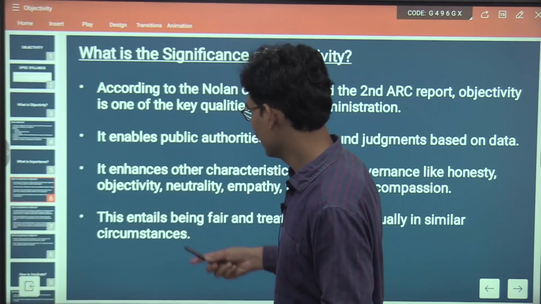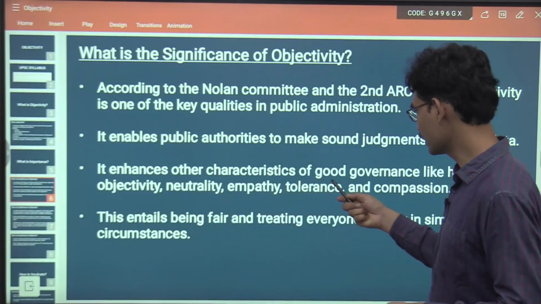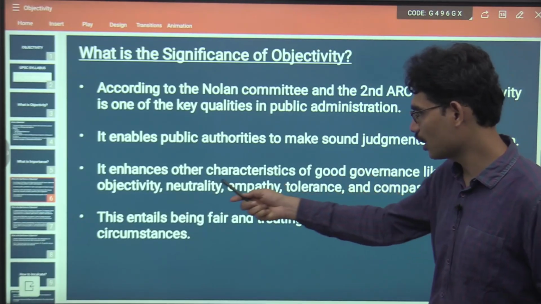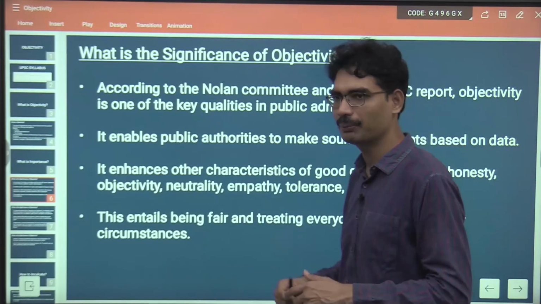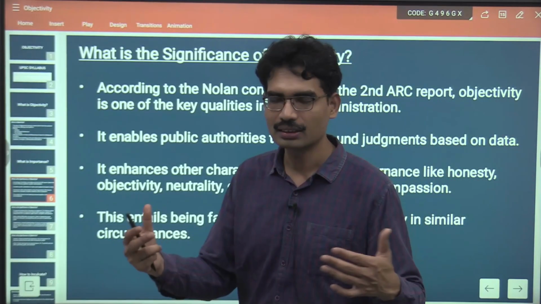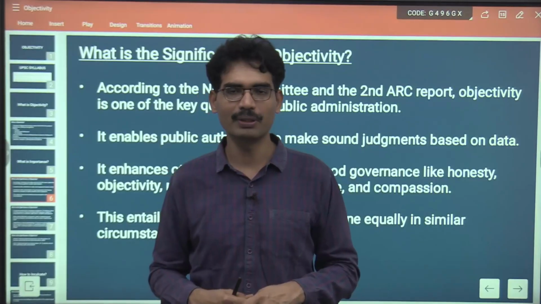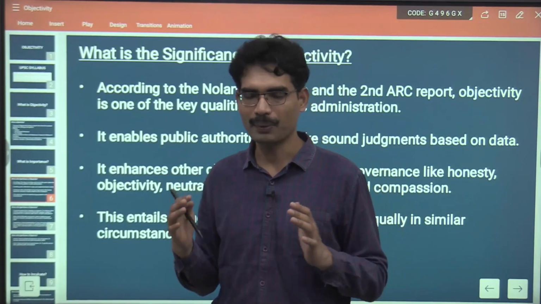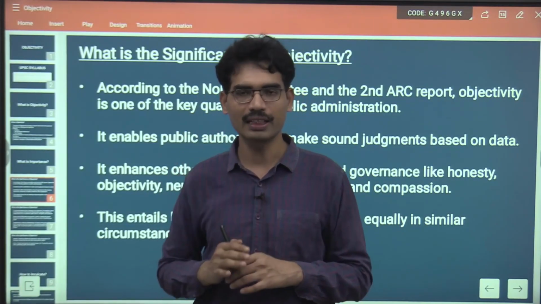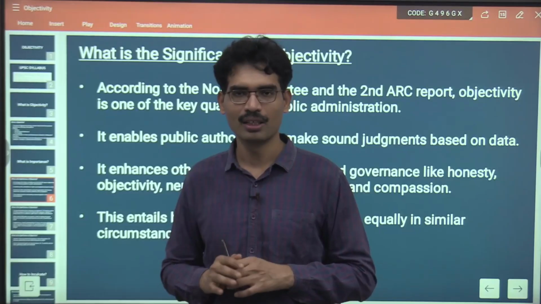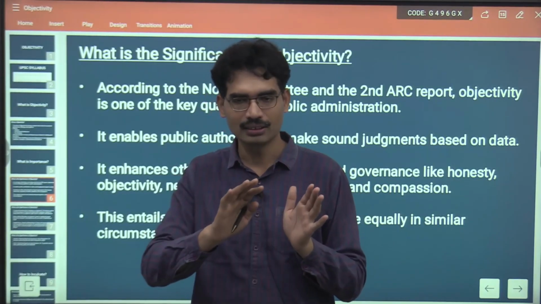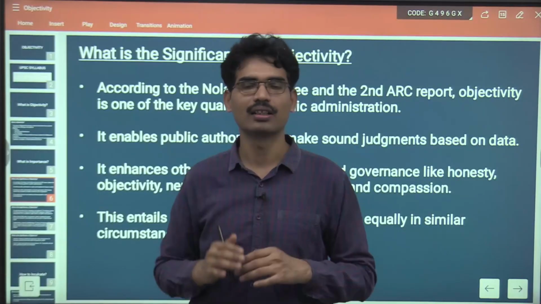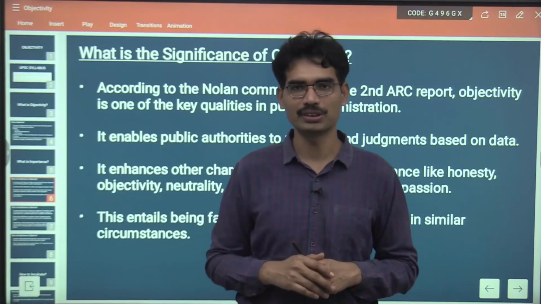Objectivity enhances other characteristics of good governance like honesty, neutrality, empathy, tolerance, and compassion. So multiple other associated qualities also come with objectivity. When a person starts looking at reality in a truly objective sense, that if a particular person is eligible for the scheme, then that scheme will reach the end point of the beneficiary.